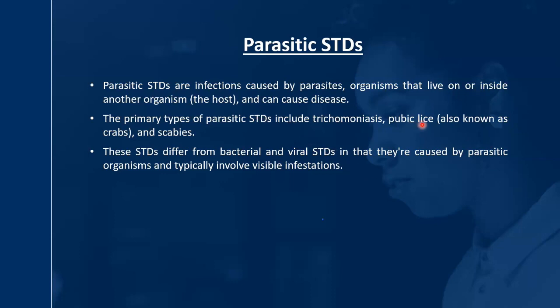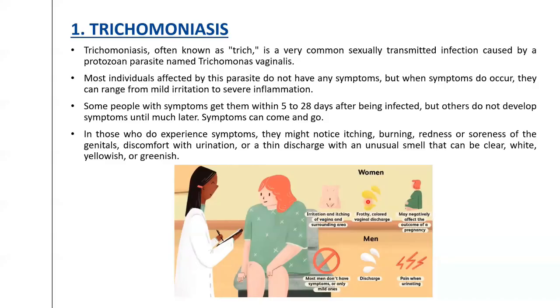The pubic lice can be seen easily with the naked eye. Scabies is an infection that causes itching all over the body, and it is also caused by a parasite. It can easily be transmitted from one person to another if they get in sexual contact. So we will move on to the details of these parasitic STDs one by one.